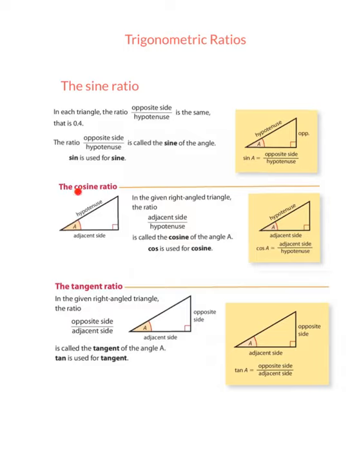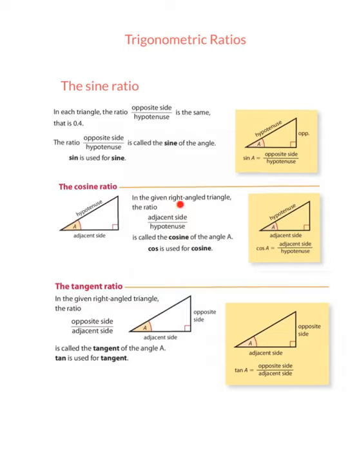Moving on then to the cosine rule. In the given right angle triangle, the ratio adjacent side all over the hypotenuse is called the cosine of the angle A, but we use cos, C-O-S, for cosine. So the cos of the angle A is adjacent side all over the hypotenuse.